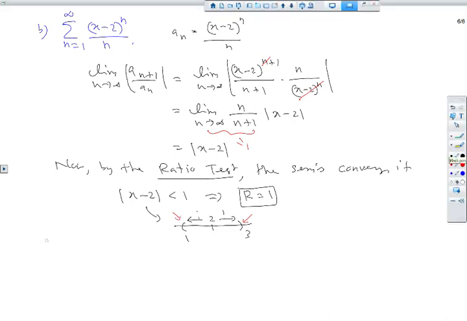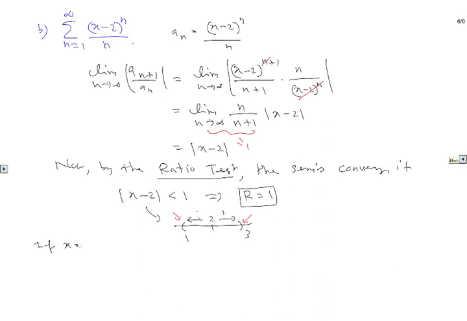So let's say x equals 3, let's plug in. We're going to plug in that value to the original series. If you plug in 3 for x, what do you get? You get the sum from n equals 1 to infinity of 1 over n. So this diverges.